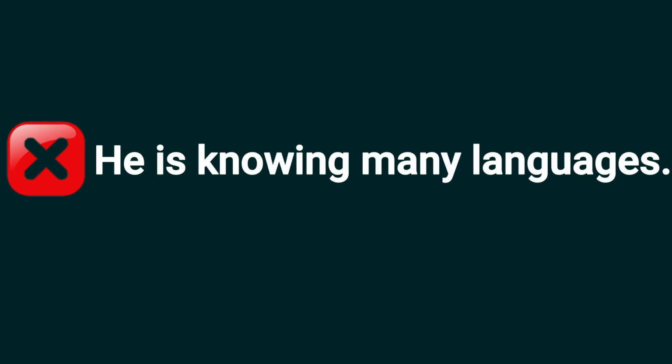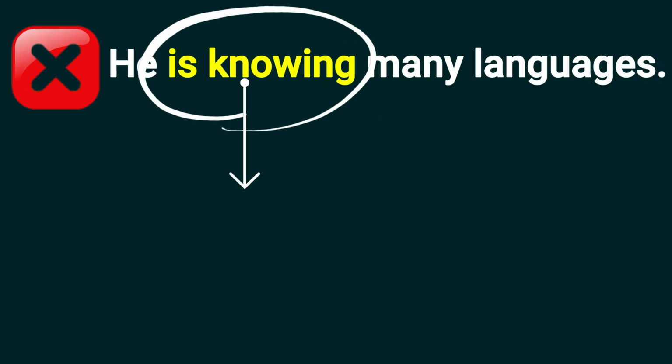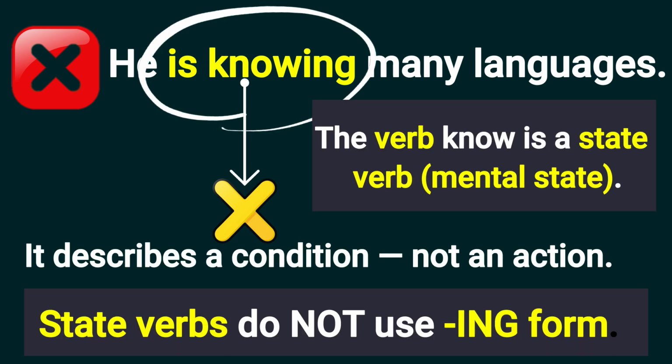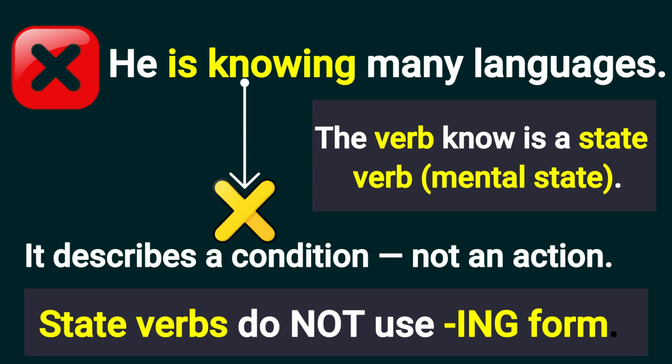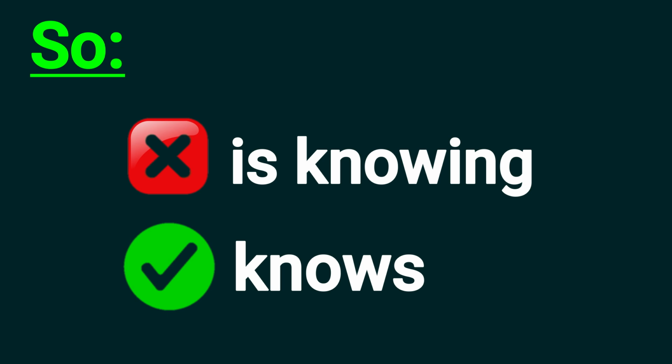He is knowing many languages. So let's find out the mistake. Here using of "is knowing" is wrong. So let's understand the reason. Using of "is knowing" is wrong because the verb know is a state verb, a mental state. It describes a condition, not an action. So state verbs do not use the ing form. So using of "is knowing" is wrong, it should be "knows".